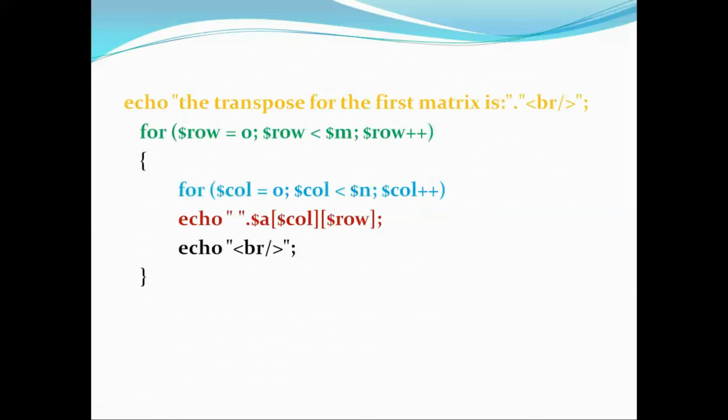After that, we are performing the transpose of a matrix. What do you mean by the transpose of a matrix? Here, remember, we can perform the transpose of both matrices, but in our program, I am performing only the transpose of the first matrix. We can also perform it for the second matrix.